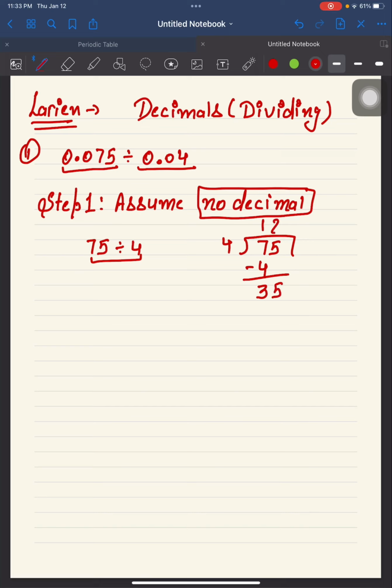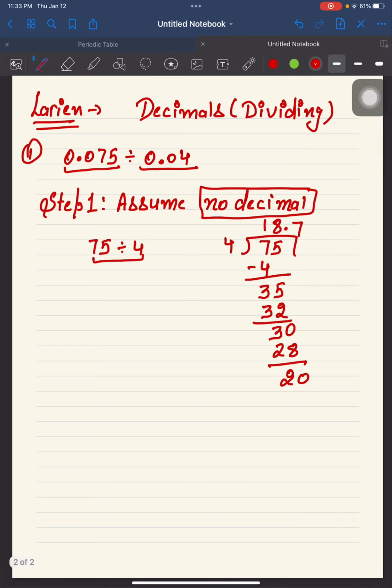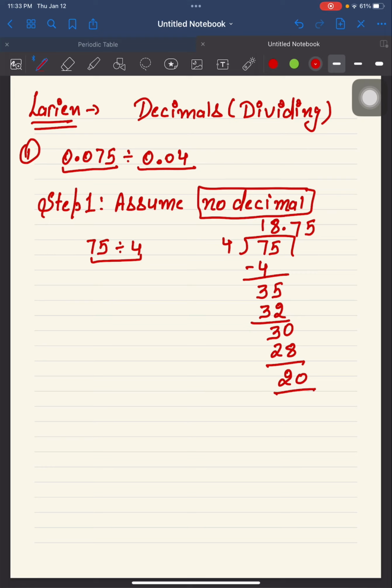5 comes here. Closest to 35 is 32. Subtract, we'll get our answer as 3. Put a decimal here, it will become 30. Closest to 30 is 28, comes at 7. Then closest to 20 is 5. So we got 18.75 after this division. Right, but actually we were not dividing 75 and 4. We were dividing 0.075 and 0.04.